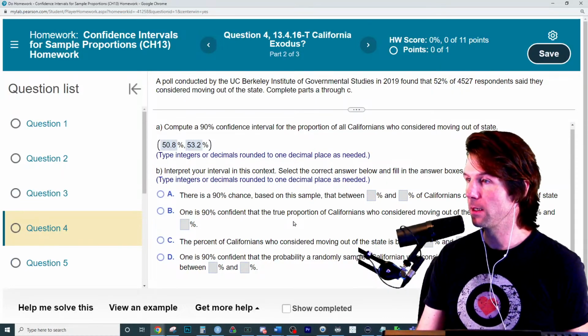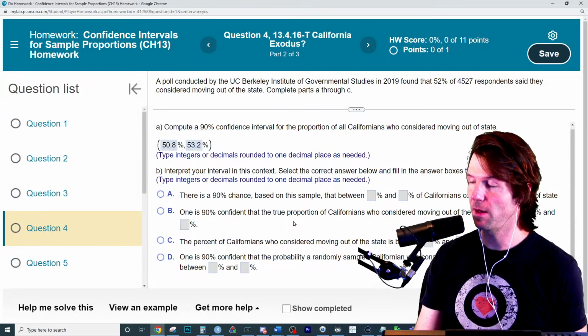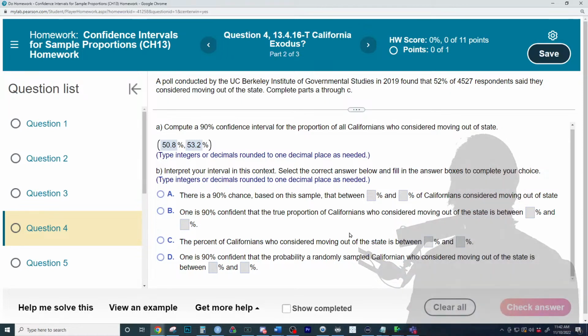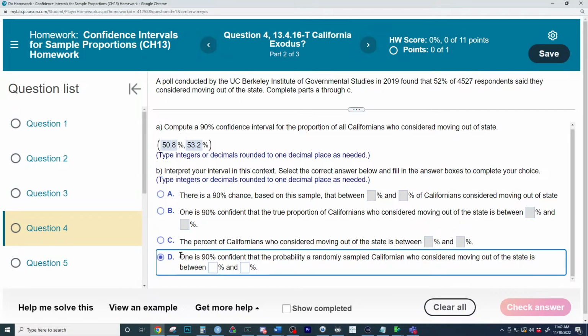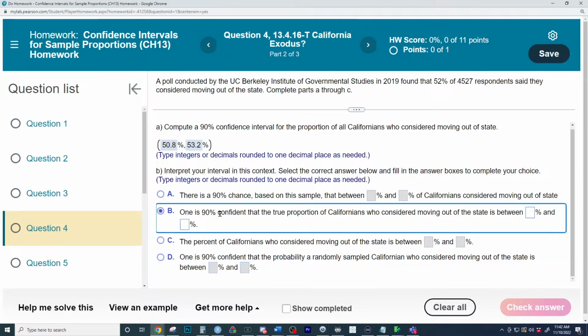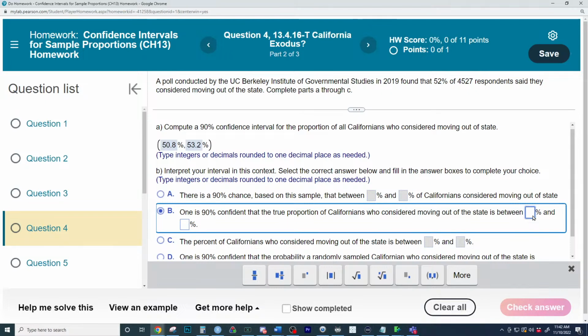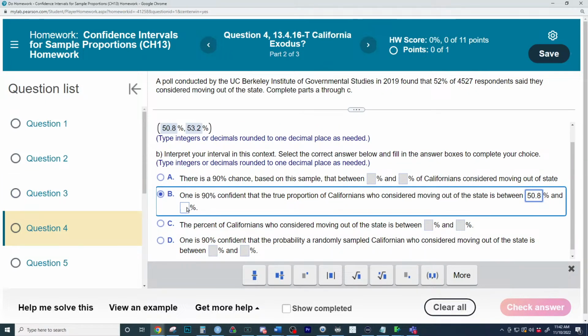I am 95% confident, or 90% confident, that the true proportion of people who will move out of state is contained in the interval blank to blank. One is 90% confident that the true proportion who consider moving out of state is contained in the interval. There it is, 50.8 to 53.2.